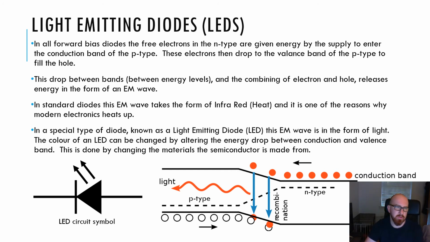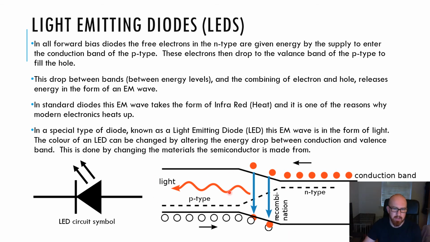So, here we go. This is an LED. This diagram down here shows an LED in terms of band theory and how it conducts. I'll explain what an LED is first of all, and then we'll discuss the band theory behind it. In all forward bias diodes, the free electrons in the N-type are given energy by the supply to enter the conduction band of the P-type.